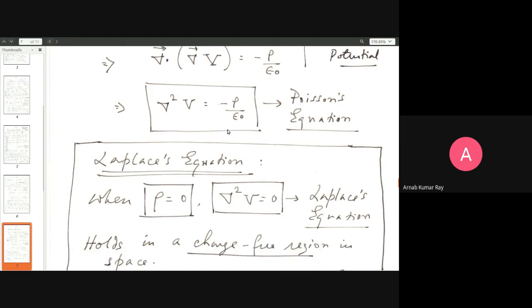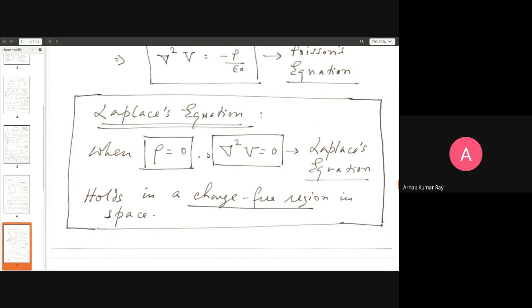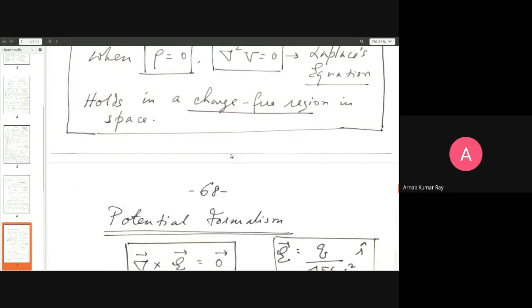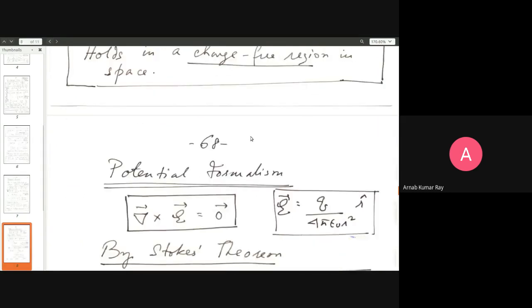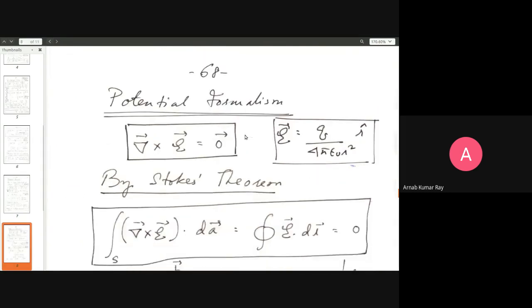So Poisson's equation is del squared V, the scalar potential function, equal to minus rho by epsilon naught, and when rho is equal to 0, del squared V is equal to 0. Laplace's equation holds in a charge-free region in space.